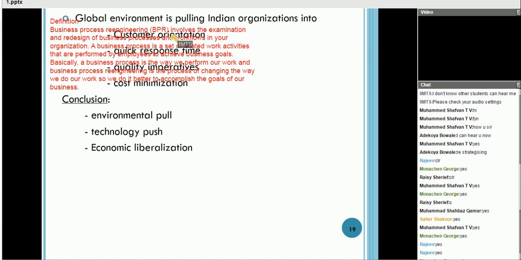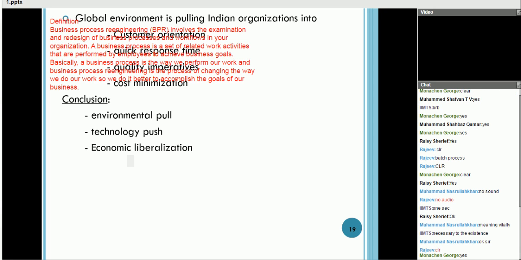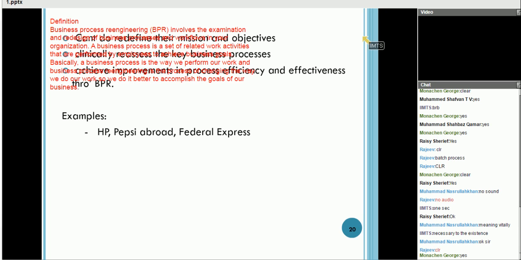Global environment is pulling Indian organizations into customer orientation, quick response time, quality imperatives, like means quality. Quality is very important. It is very much necessary. And cost minimization. Conclusions. Environmental pull, technology push, and economic liberalization. These are the reasons why it is very much important in India. Clear, everyone? This is all just history of the re-engineering process.